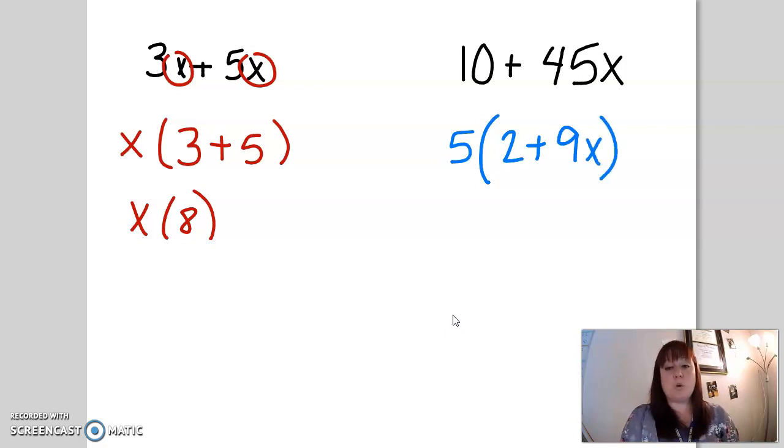So it's really important that by this level of math, you can undo the distributive property too, that you can see the greatest common factor of these two and pull it outside. It's very, very useful. So always just look for the greatest common factor, pull it outside.